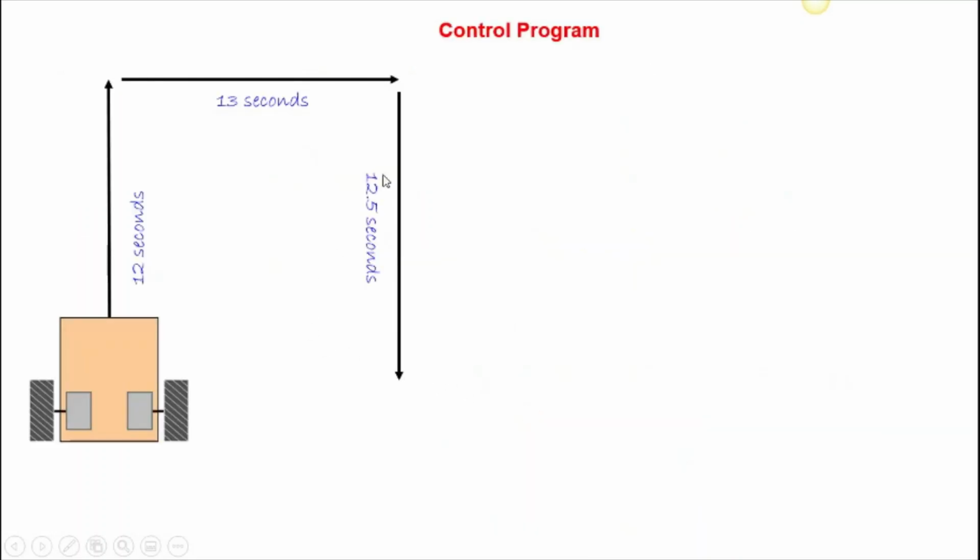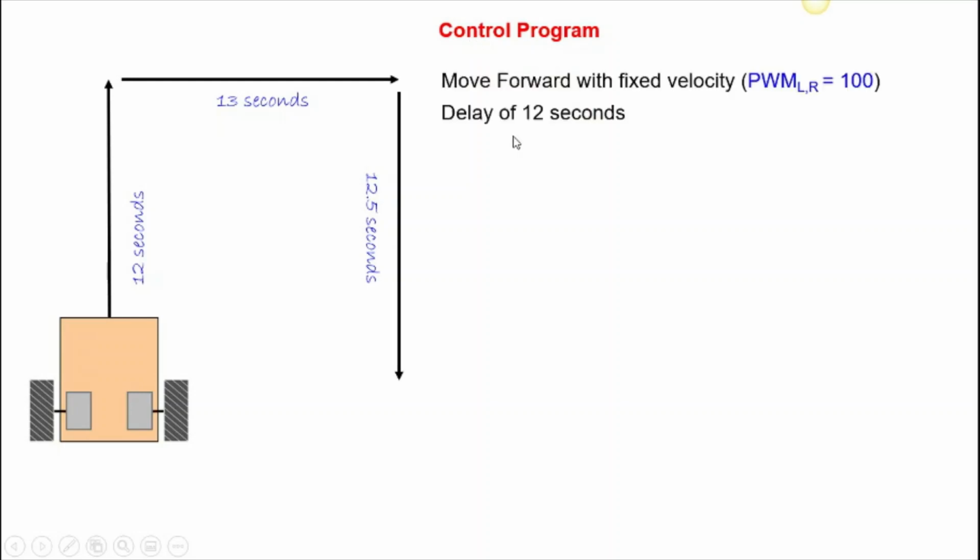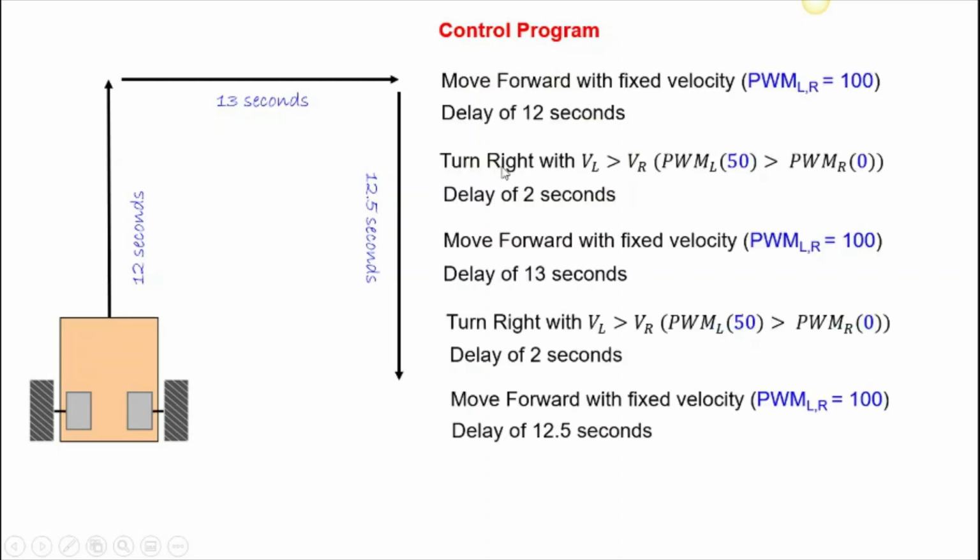So for example, you want to move your robot in this direction. Your mobile robot will move forward for 12 seconds, then make a turn, and then move forward for another 13 seconds, and then after that it will make a turn and then move forward for another 12.5 seconds before it reaches its final destination. So in your control program, these are the things that you need to write in your code.